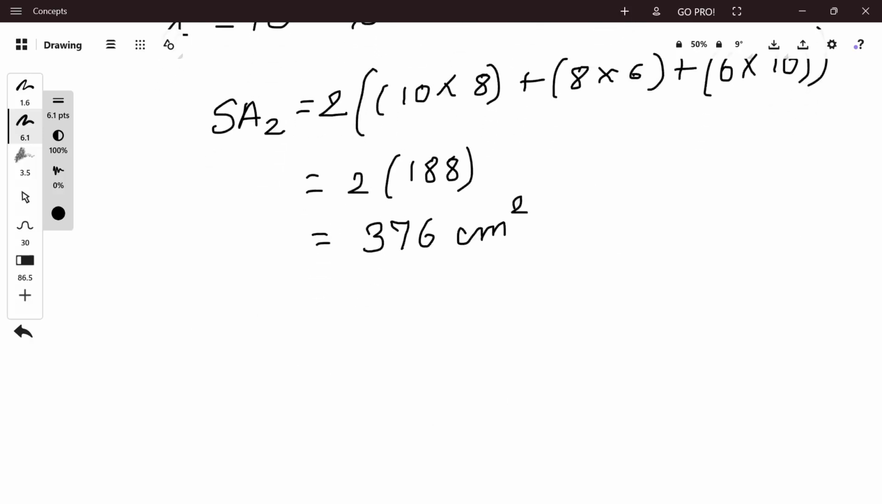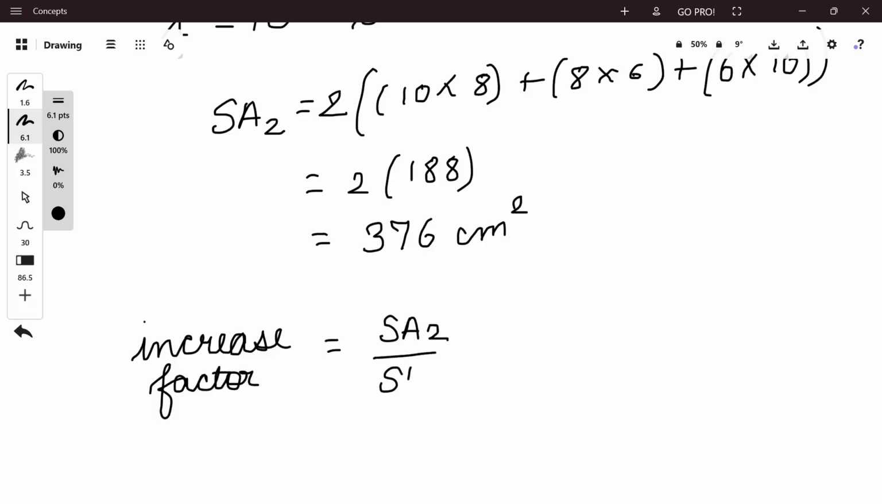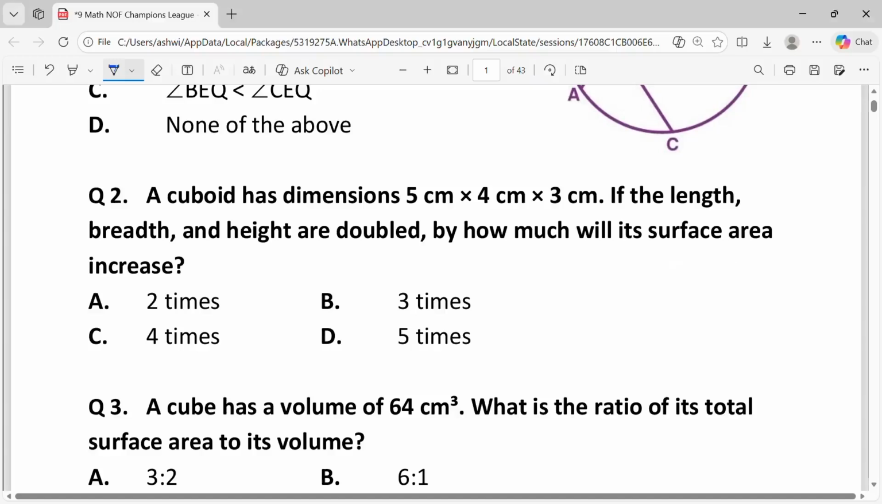To find out how many times the surface area increases, divide the new surface area by the original surface area. Hence, increase factor is equal to SA2 upon SA1, which is equal to 376 upon 94, which is equal to 4. Comparing with the given options, answer is C, 4 times.